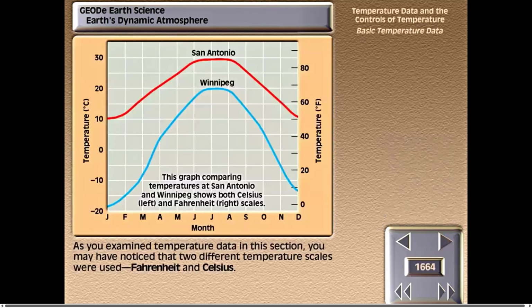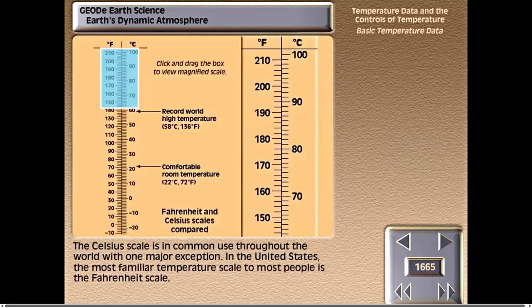As you examined temperature data in this section, you may have noticed that two different temperature scales were used, Fahrenheit and Celsius. The Celsius scale is in common use throughout the world, with one major exception. In the United States, the most familiar temperature scale to most people is the Fahrenheit scale.